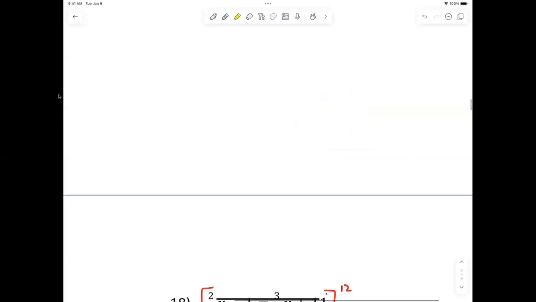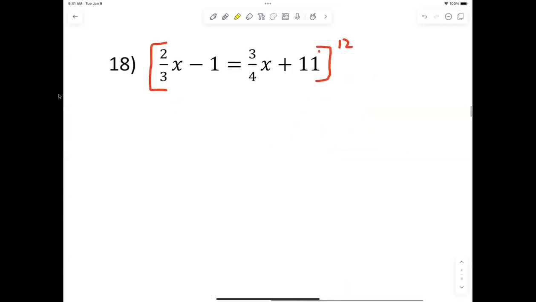All right, let's knock out 18. I said multiply everything through by 12. This is 12, this is 12, 12 and 12. Now, divide first. 12 divided by 3 is what? 4 times 2, 8x. 1 times 12. Now, 12 times 3/4 is 9. 9x plus 132. You agree with that?